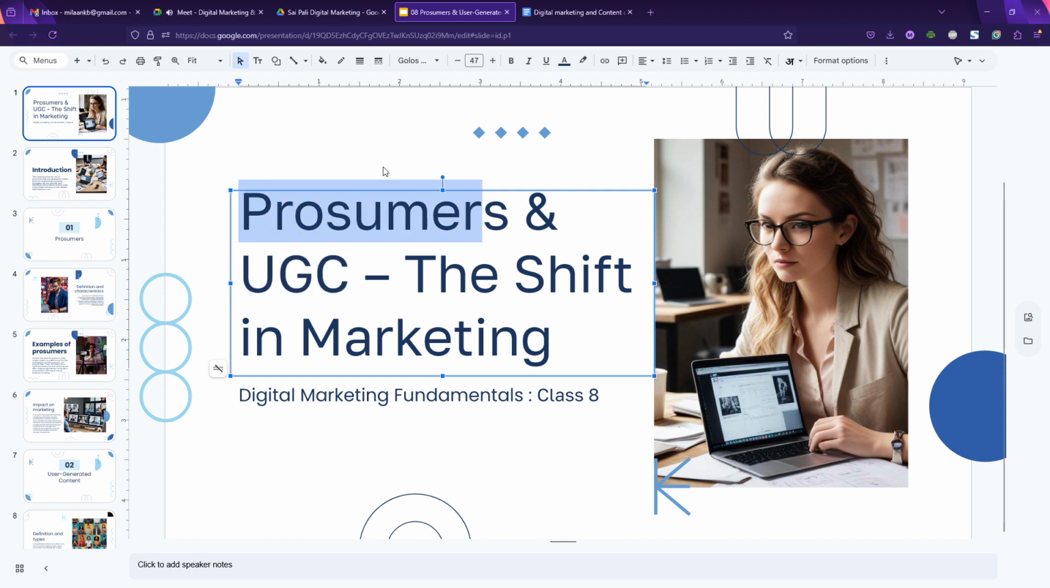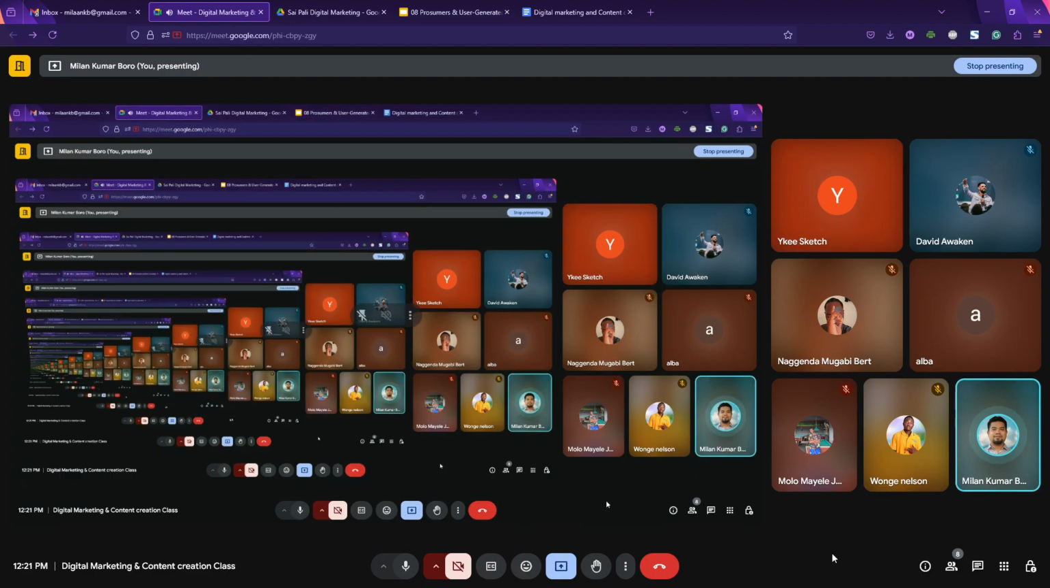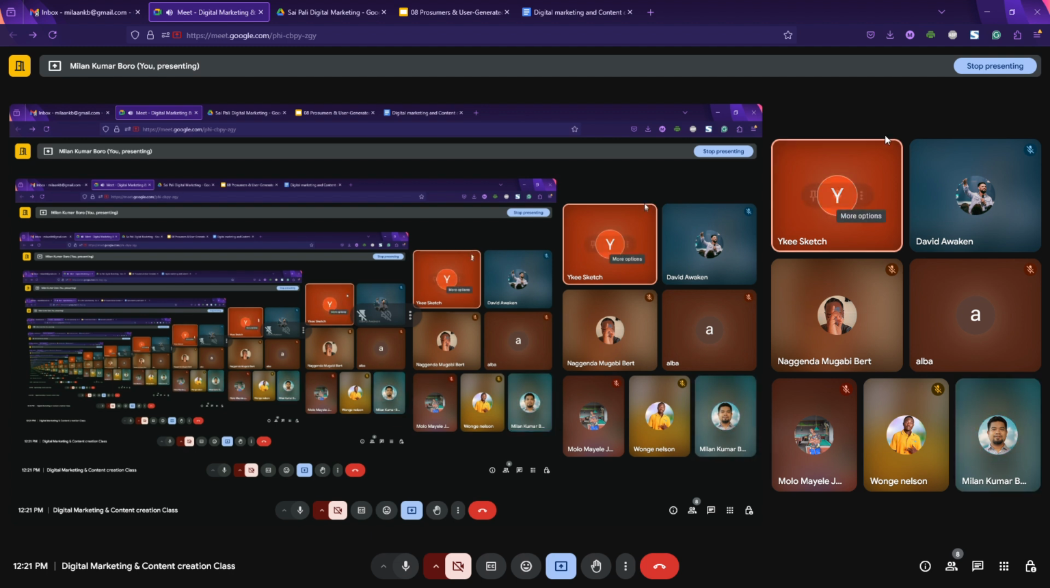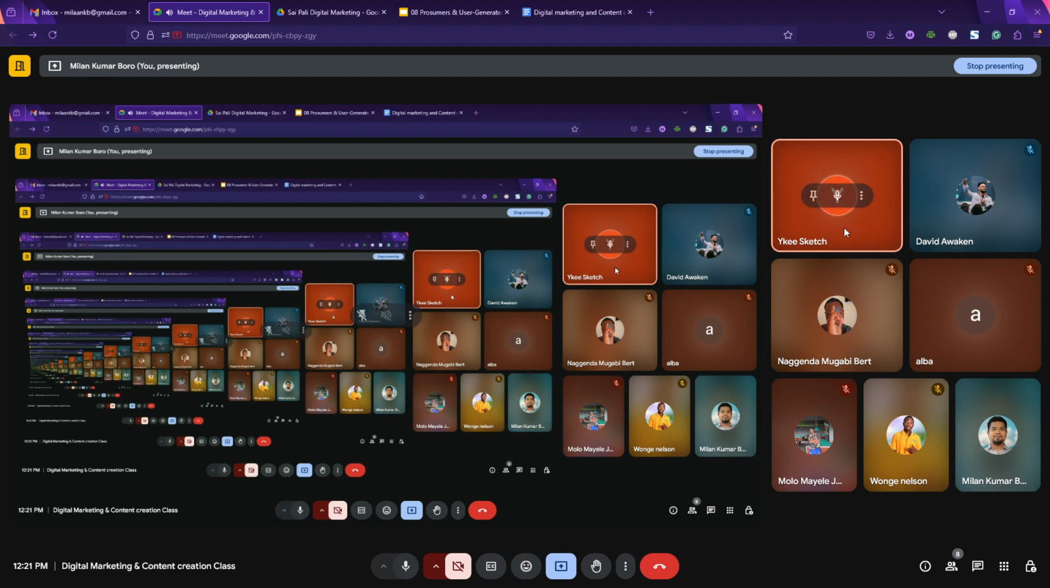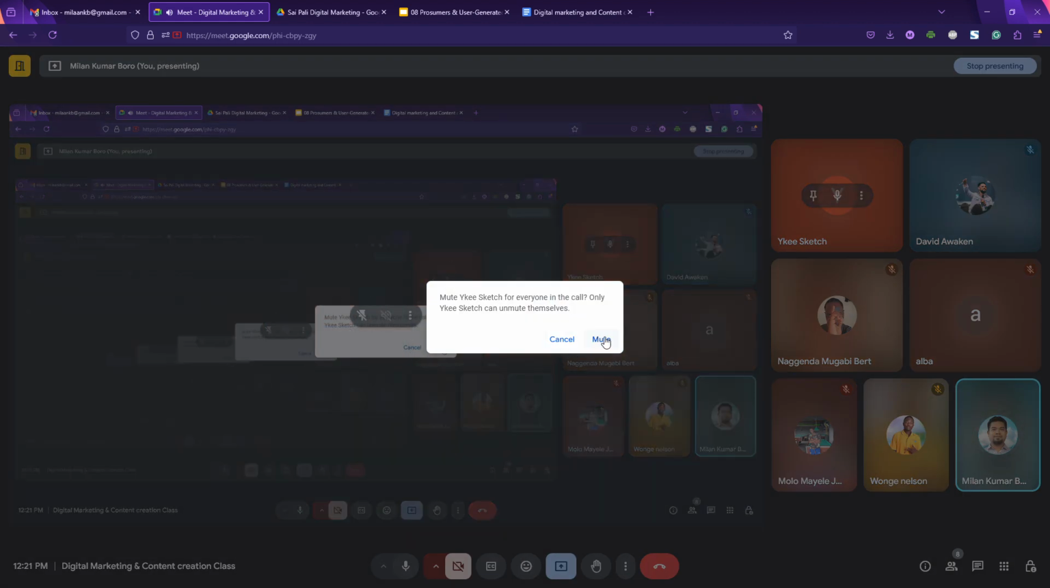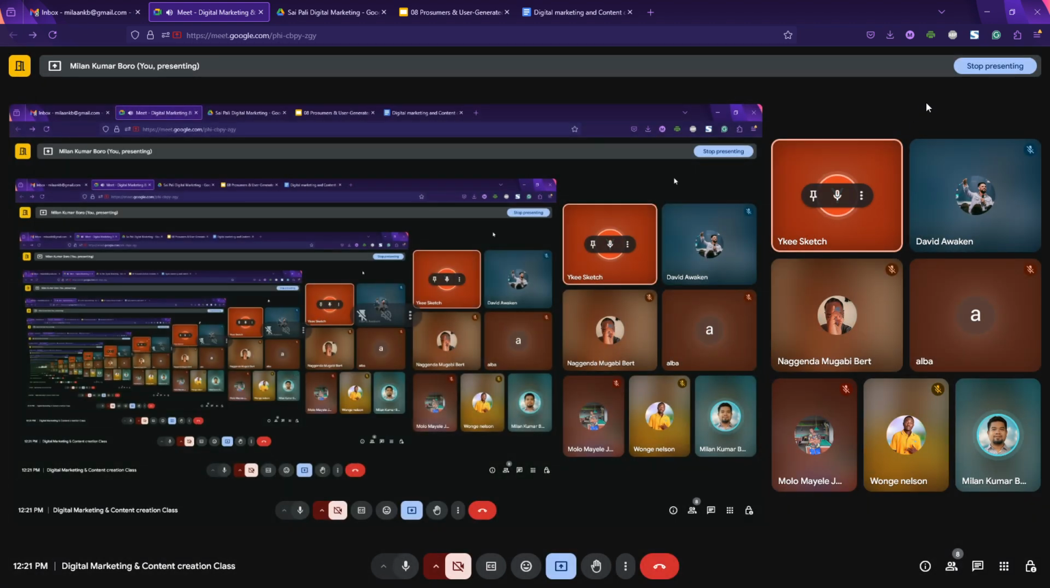Okay, so prosumer basically is a word mixed between producers and consumer. Yes, I think someone's audio is okay. Can you turn off the microphone from your side? Or maybe I can mute it on my end. Unmute themselves. Okay.